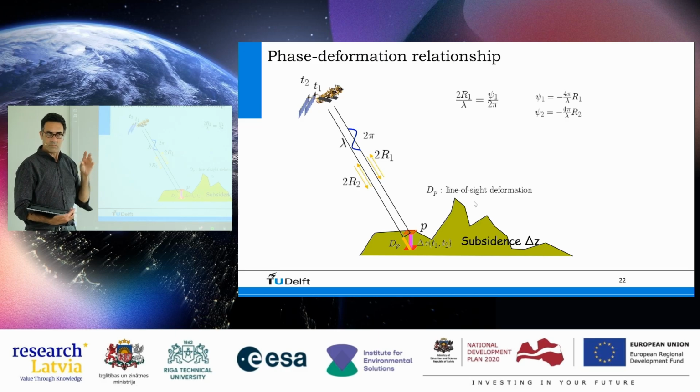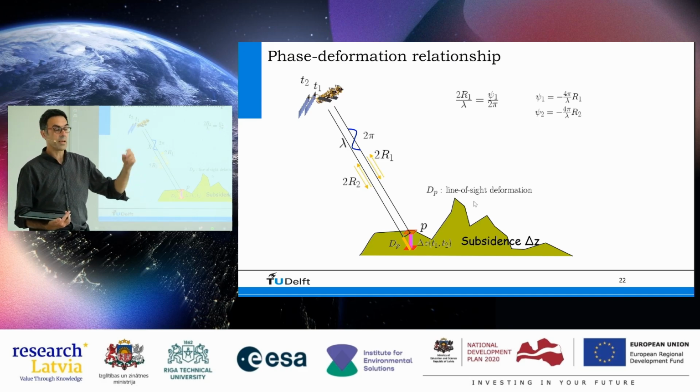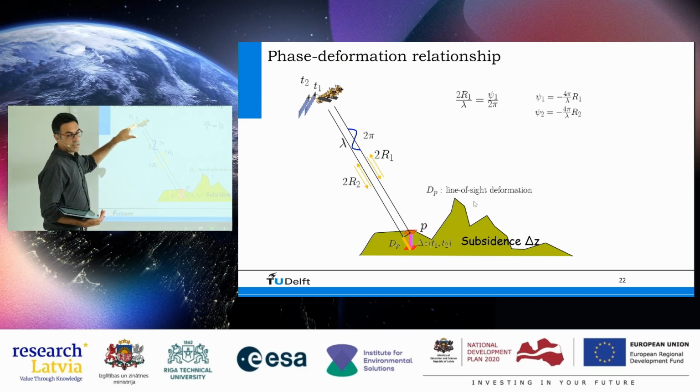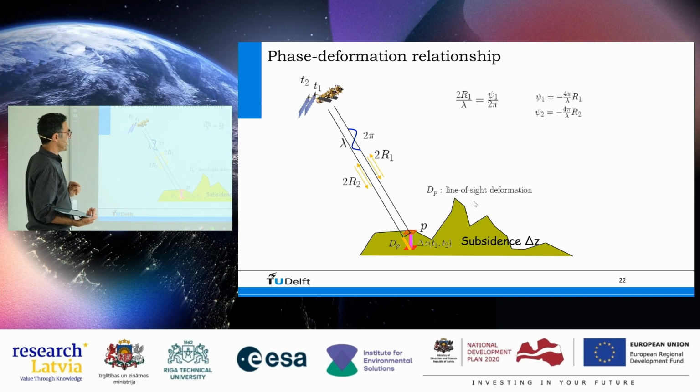Why do we do that? Because then the baseline is 0, and we will not be sensitive to topography. Before the break, I said if the baseline is not 0, then I'm sensitive to topography. If the baseline is 0, I'm not sensitive to topography. So this is great. If the satellite is exactly at the same position, the orbits are the same, I will have only sensitivity to deformation. I'll get back to that hypothesis in a minute.